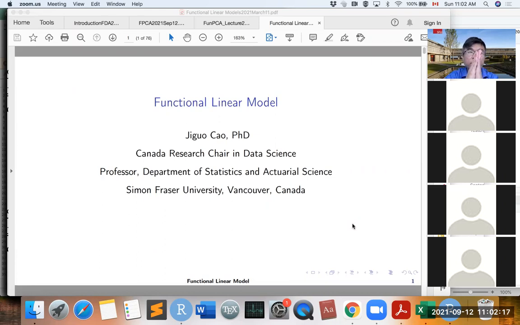So we have covered functional principal components, and we know they are very important tools for handling functional data. Now let's move to the functional linear model. This is another important topic in functional data analysis.